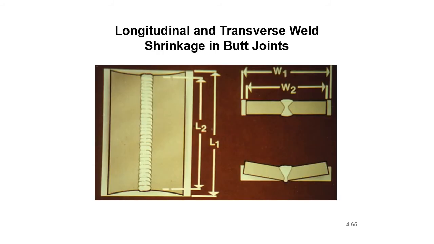Here's another example of shrinkage in butt welds. You start out with one length and then it shrinks down, and it also affects your width, the transverse direction. You start with one dimension and then you end up with another dimension. So these are things that, once again, you need to be cognizant of.